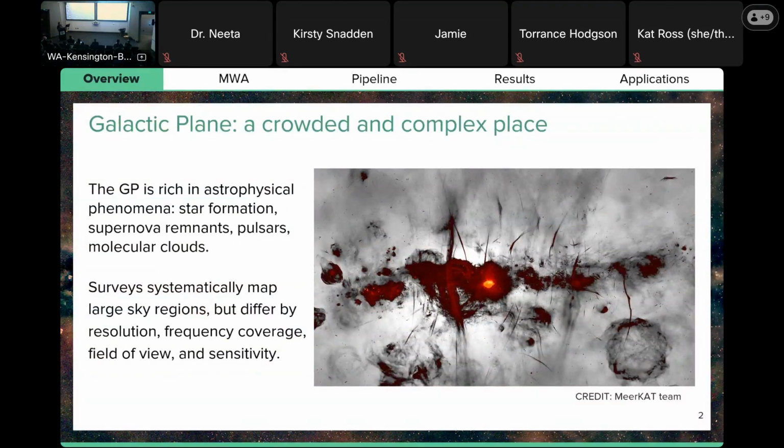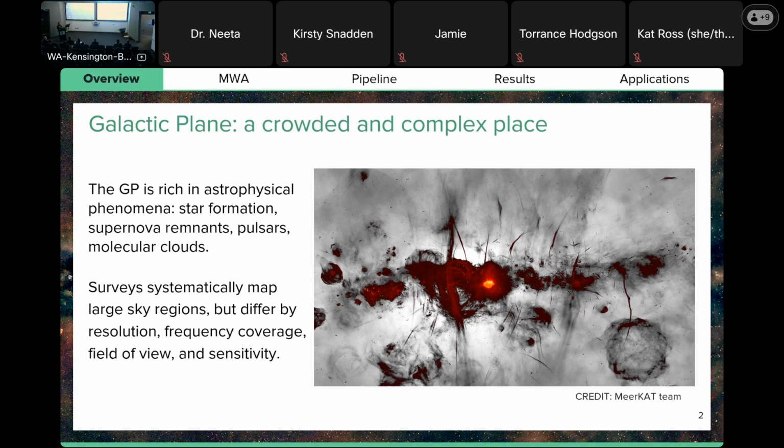So the galactic plane is quite a complex and rich environment. We have many astronomical sources that we can explore, starting from stars, supernova remnants, HII regions, pulsars, magnetic fields, filamentary structures. And in order to study all these objects, we need to survey the sky. We have done it multiple times with different instruments, with different techniques. And all those surveys differ in terms of resolution, sensitivity, sky coverage, and frequency coverage.